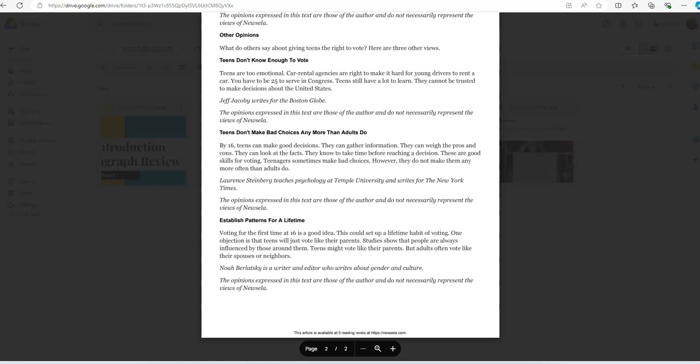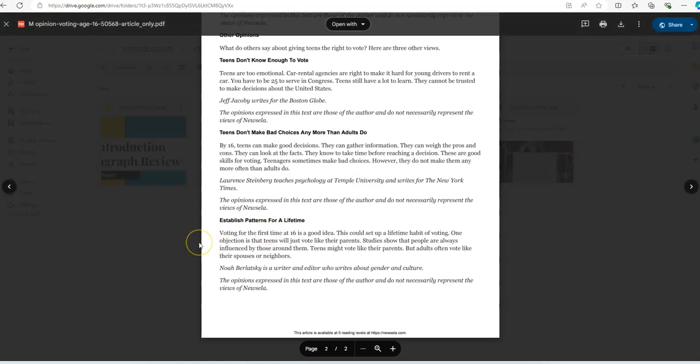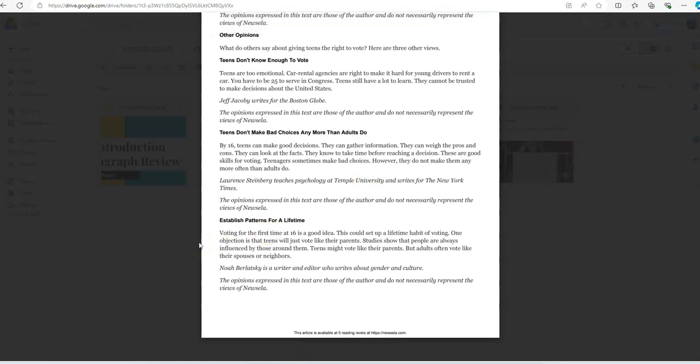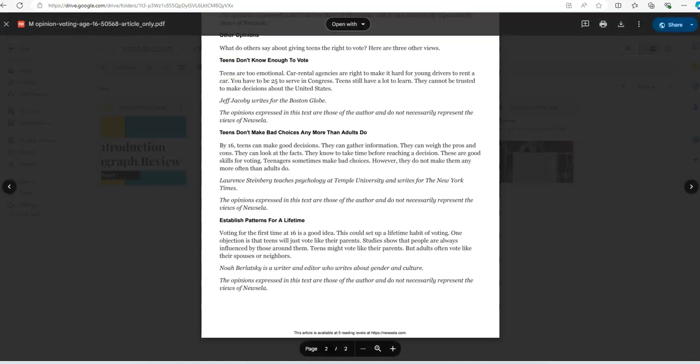Teenagers sometimes make bad choices. However, they do not make them any more often than adults do. Establishes patterns for a lifetime. Voting for the first time at 16 is a good idea. This could help set up a lifetime habit of voting. One objection is that teens will just vote like their parents. Studies show that people are always influenced by those around them. Teens might vote like their parents, but adults often vote like their spouses or neighbors.